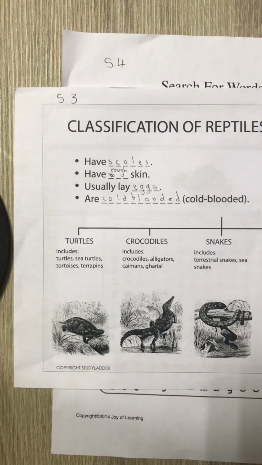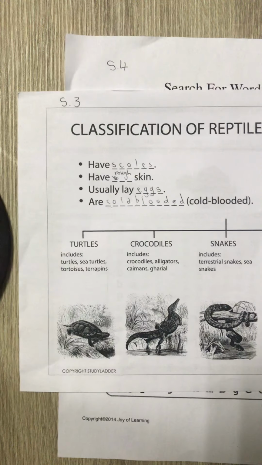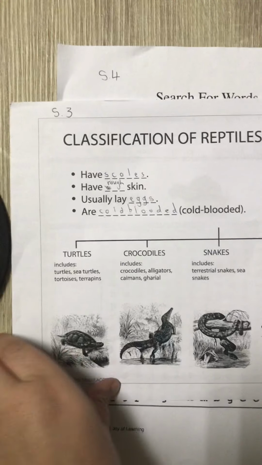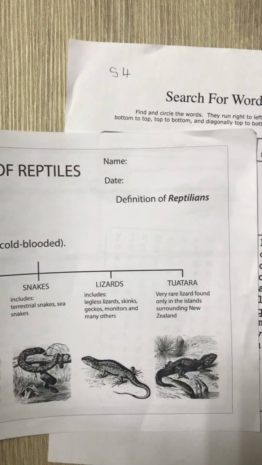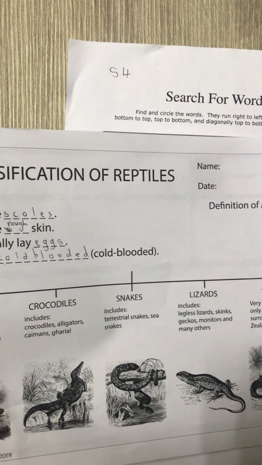Take a look at the science that we are doing today. We are talking about reptiles. You will need your worksheet S3 and S4. First thing you do, write your name and the date on this one. So pause and do that.